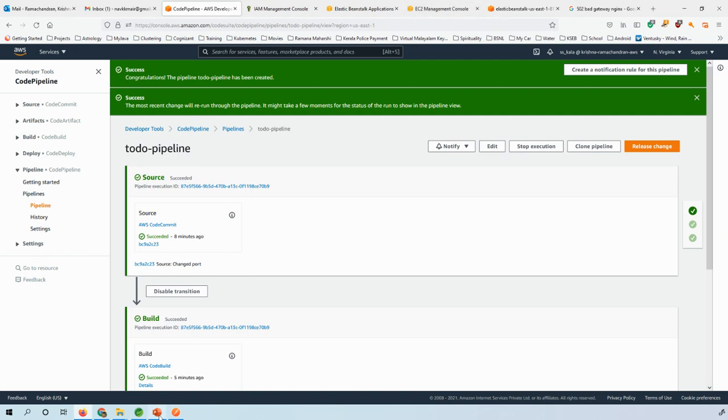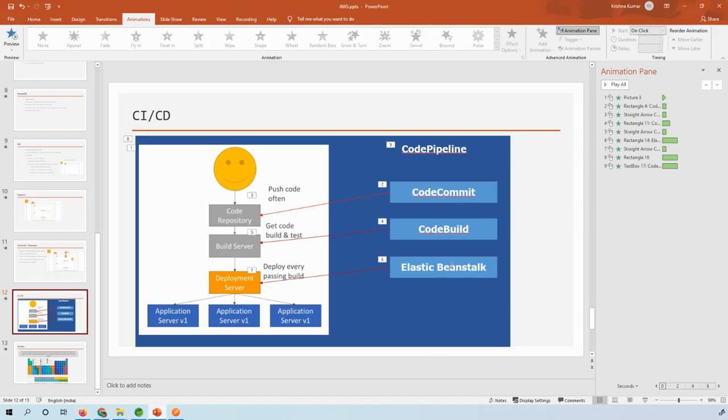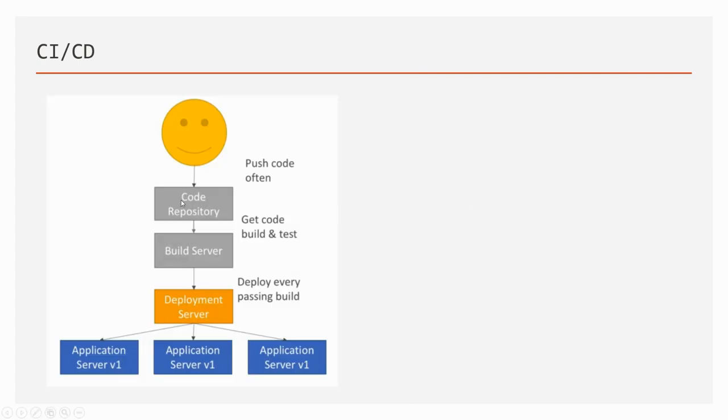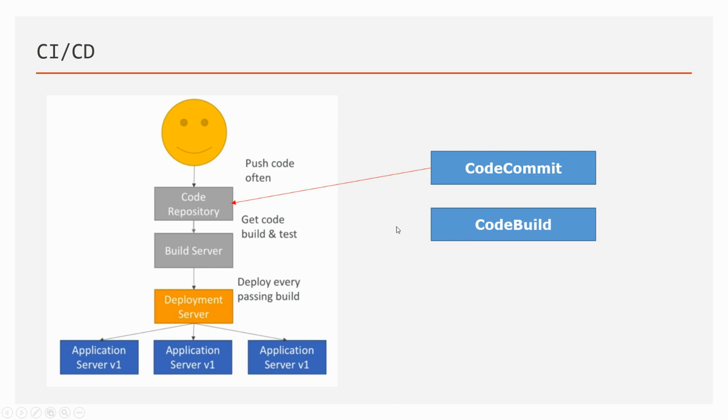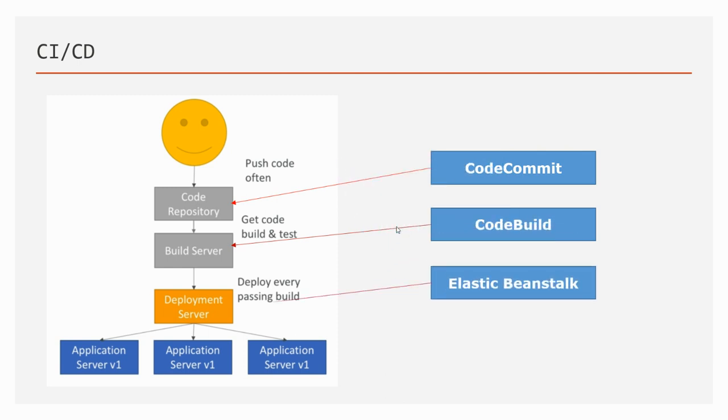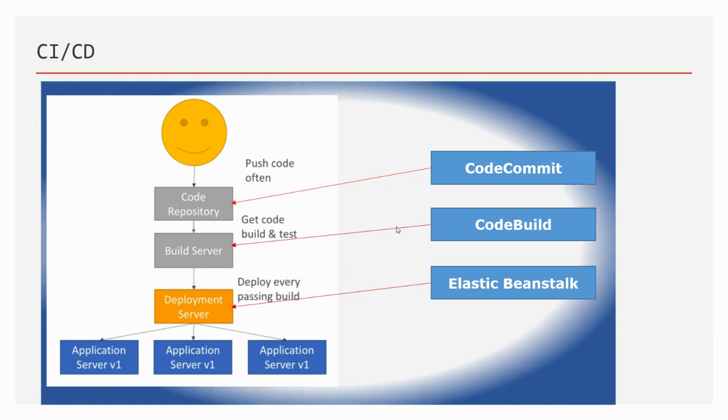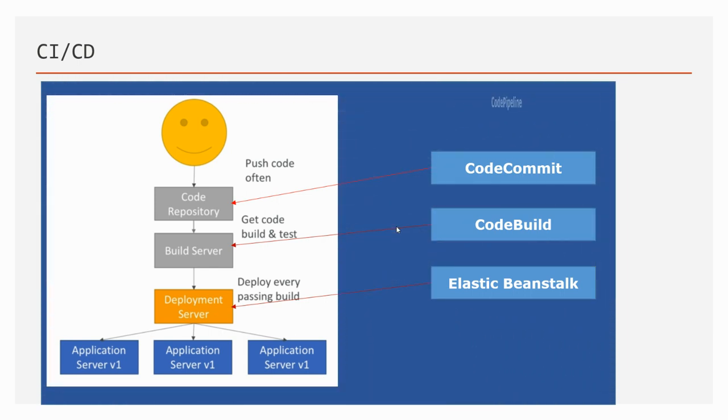This is CI/CD for you in Amazon. A recap. I think you know by now what exactly we have done. We used CodeCommit as the service for the code repository, and then we used CodeBuild, even though it was a little bit involved, and then we used Elastic Beanstalk to deploy our application, and the whole thing was done by CodePipeline.